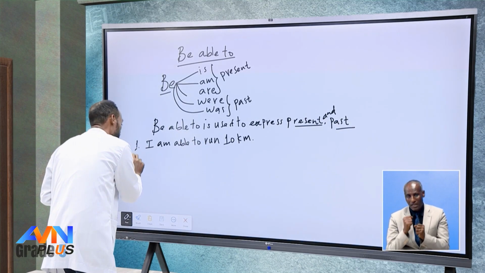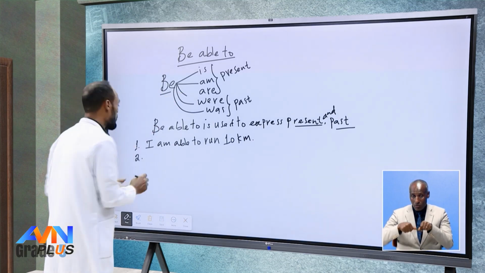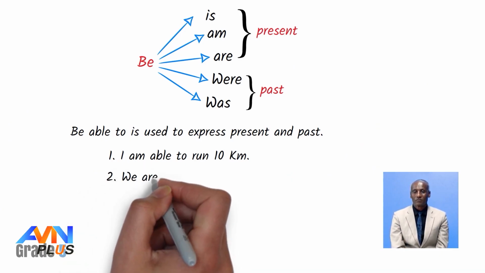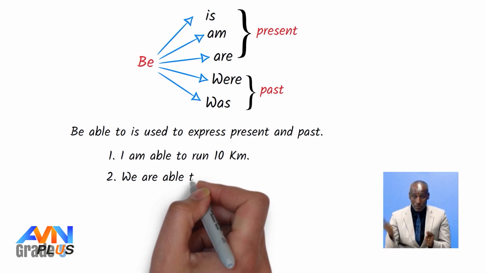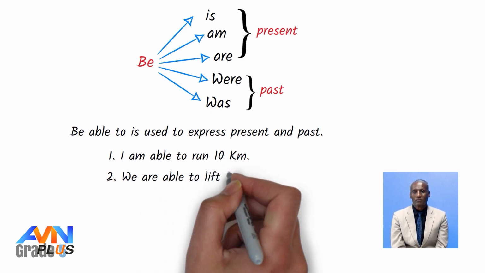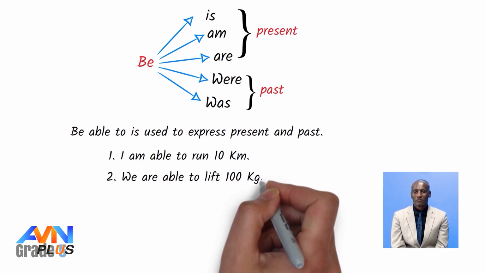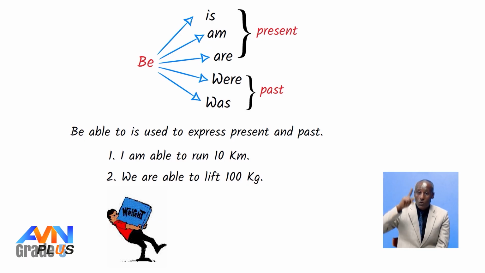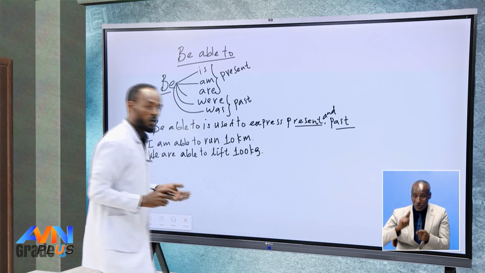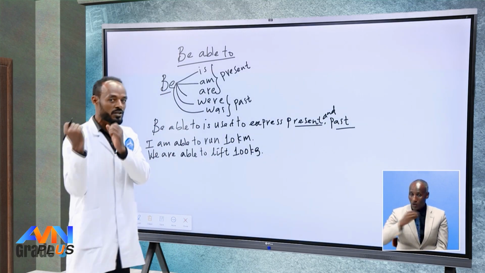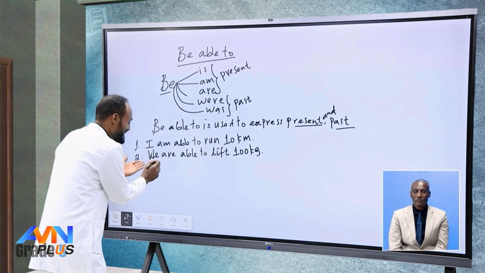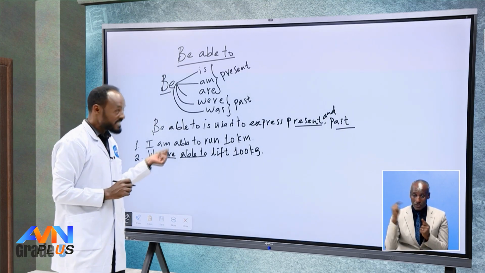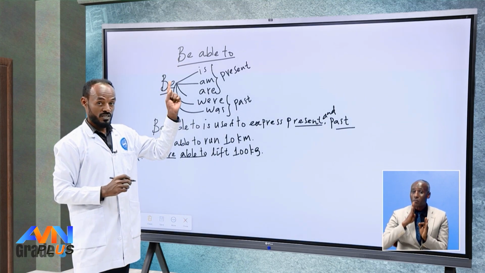What about the next one? And also we can say, we are able to lift 100 kilograms. We are able to lift 100 kilograms. Here, in this sense, we are using are able to. This are means be, it is the family of be.